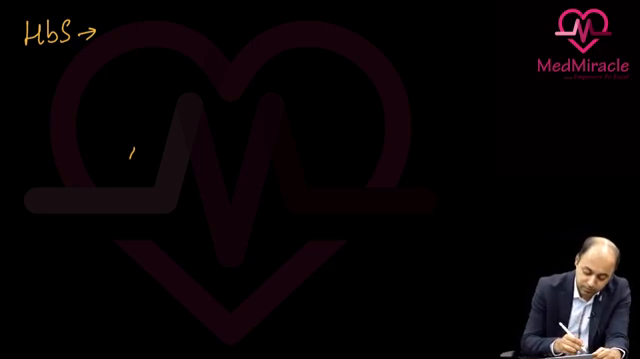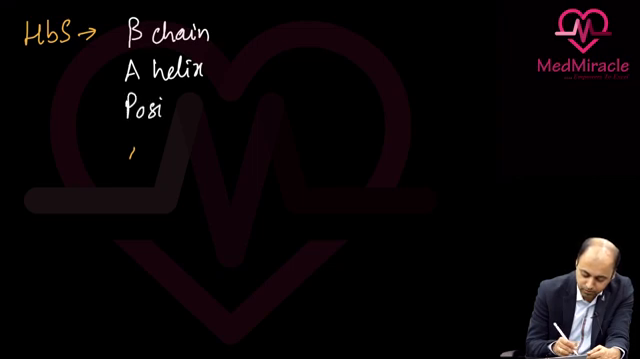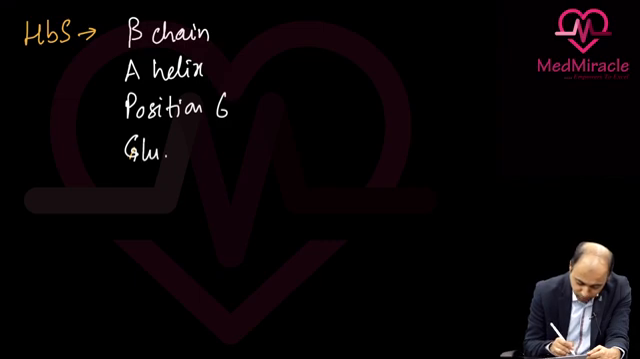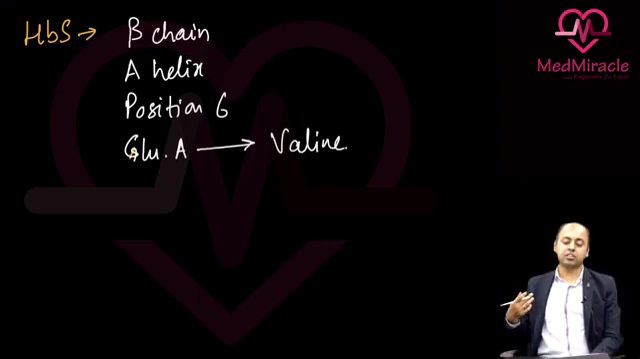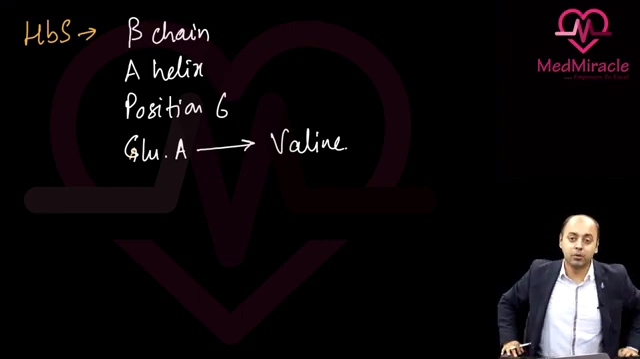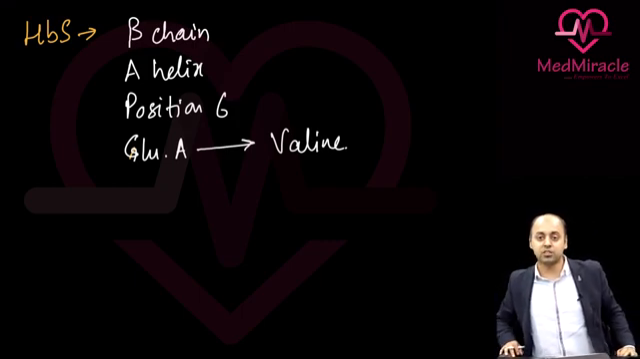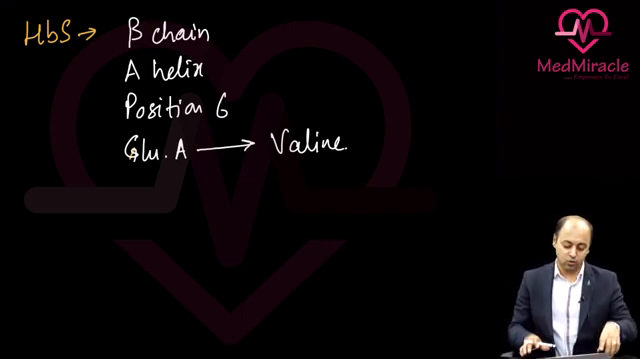In HBS, there's involvement of the beta chain in the A helix at position 6. Glutamic acid is replaced by valine. Very good. So when you go to the exam, you remember beta chain A helix position 6, but the glutamic acid and valine get mixed. You remember there was glutamic acid and there was valine, there was some change, but what is there and what has gone, that part has got totally mixed up.